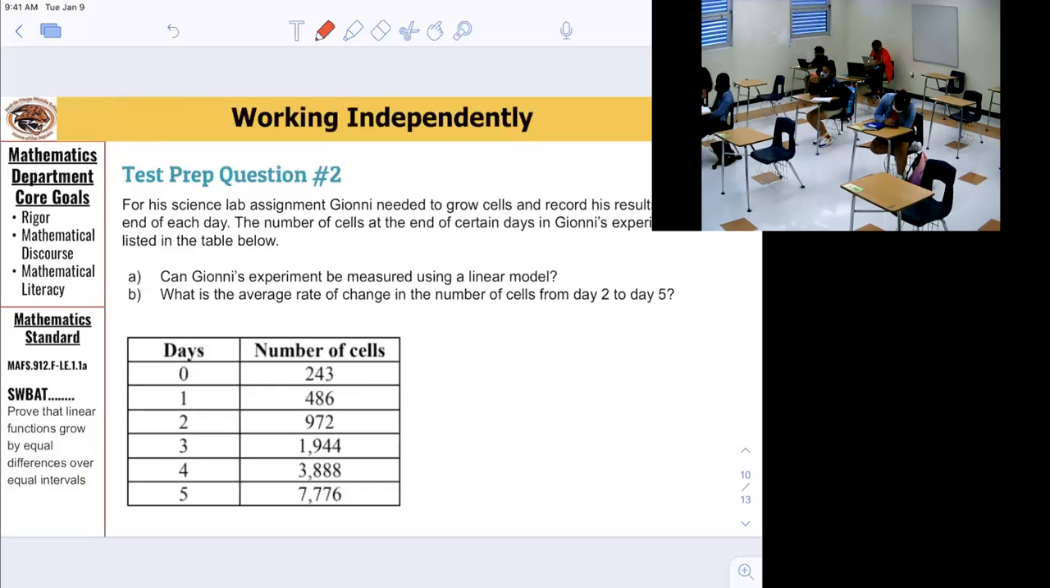All right, so this is a two-part problem. First thing is tell me if this is linear. And then the second is we're going to find the average rate of change from day 2 to day 5. So that's kind of going back to what we were doing in the previous class. So just go ahead and start with part A. See if this is linear.